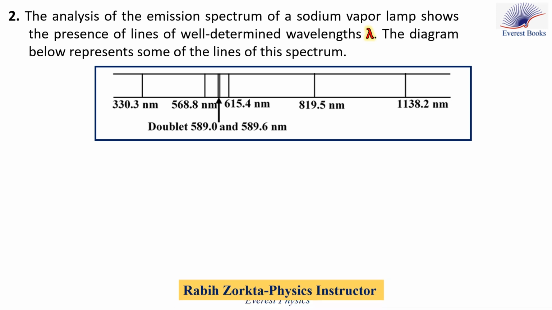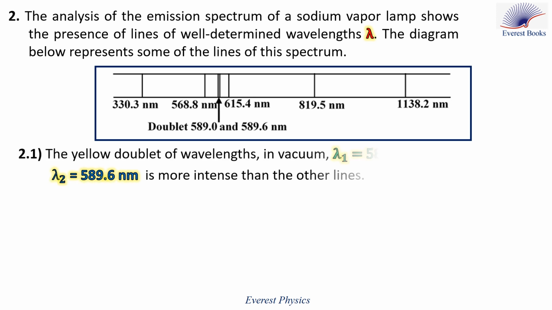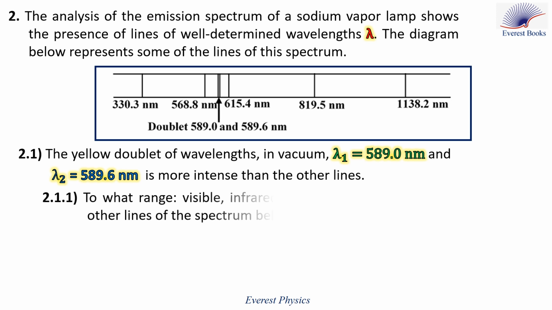Number 2. The diagram shows some of the lines in the emission spectrum of the sodium lamp. 2.1. The yellow doublet of wavelengths in vacuum lambda 1 and lambda 2 is more intense than the other lines. 2.1.1. To what range, visible, infrared or ultraviolet, does each of the other lines of the spectrum belong? We will consider the wavelengths of visible light in vacuum to lie between 400 and 700 nanometers.